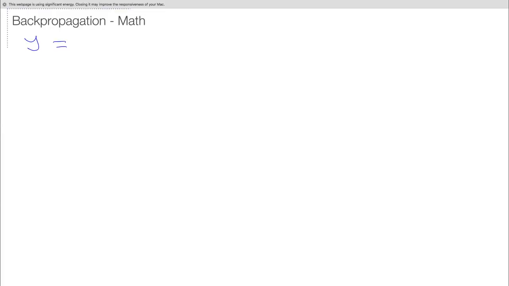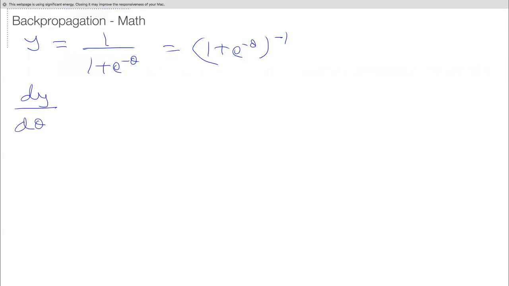So I have some activation function y, which is 1 by 1 plus e to the minus theta, this sigmoid, right? Which can also be written as 1 plus e to the minus theta whole to the power of minus 1. So far, simple math. Now I want to do dy by d theta. This is not a partial derivative. There are no multiple variables, this is differential calculus. e is an exponent, it's not a variable. Think about exponent as a function. So how do we go about doing this?